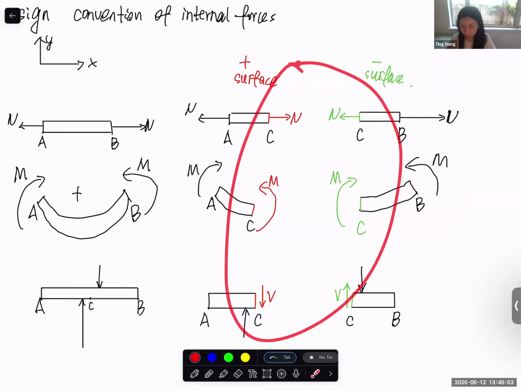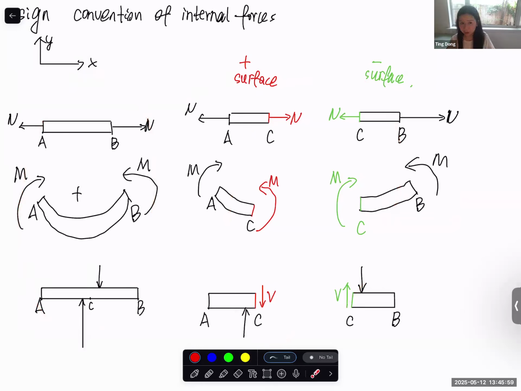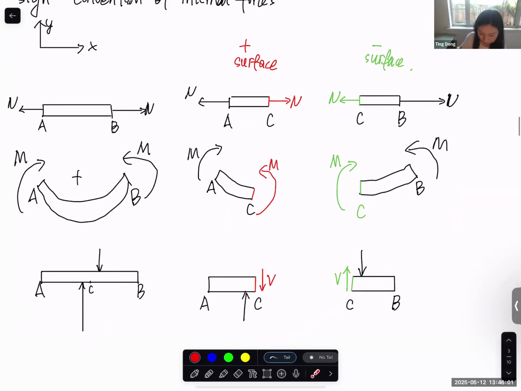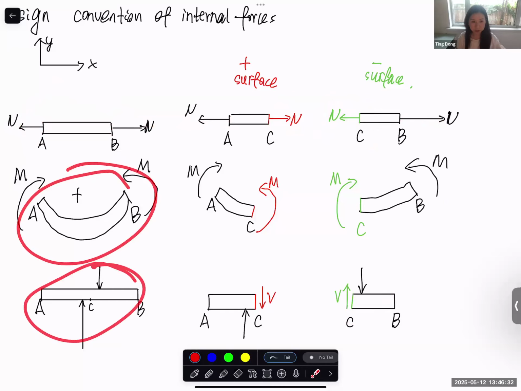So everything I put here is considered positive, and if it's opposite, of course, it's negative. Let's use this one as an example. If I apply compression, then on this positive surface, this is the negative internal normal force, and this one here is also a negative internal normal force. Everything I put here is positive, because tensile is positive, bending upward is positive, and this one generates positive shear.